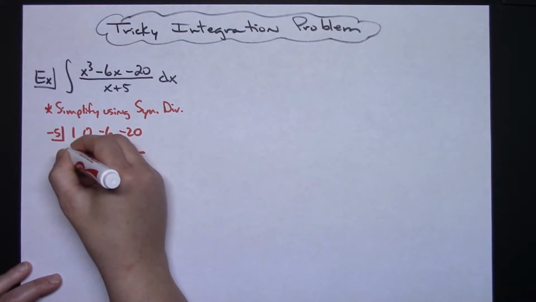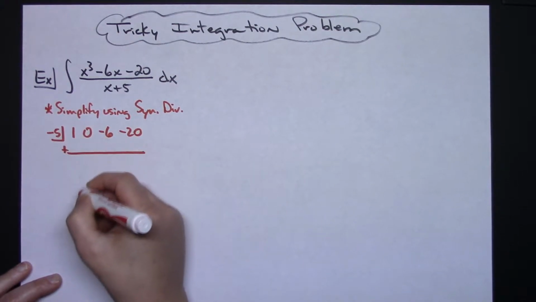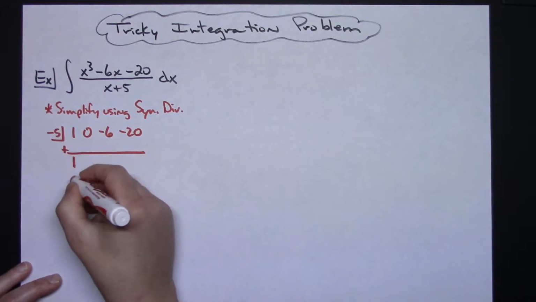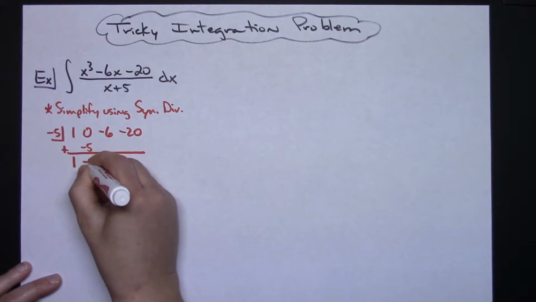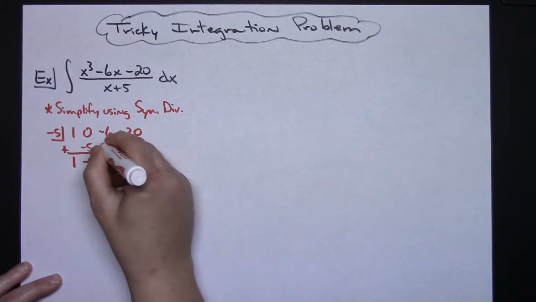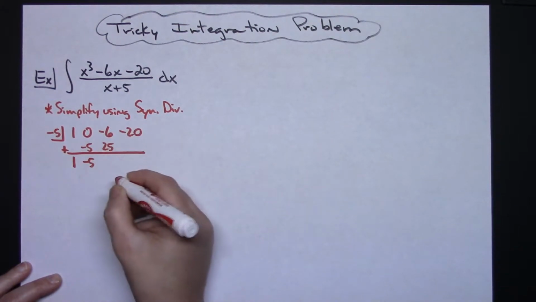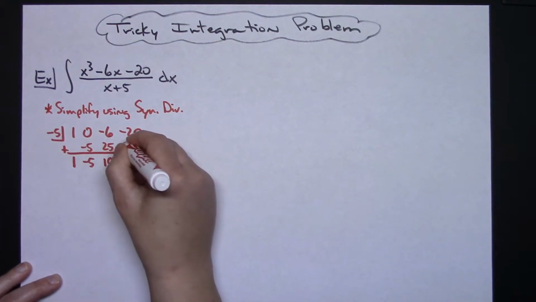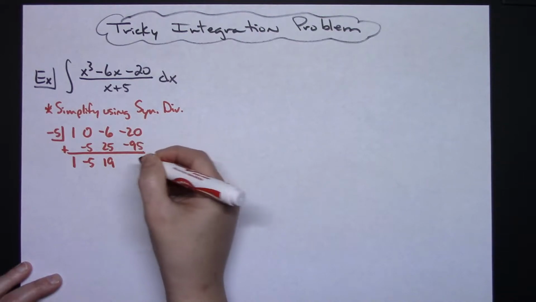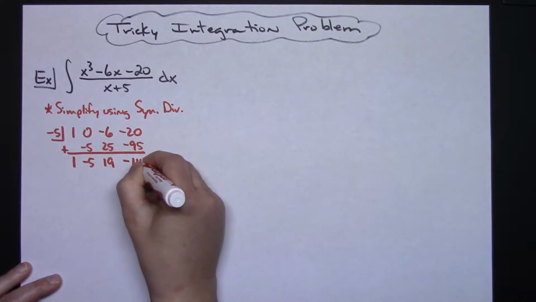Okay, refresher here to make sure that we all remember how to do synthetic division. The 1 comes down, 1 times negative 5 is going to give me a negative 5, add going down. Negative 5 times negative 5 gives me a 25, add going down, it's going to give me a 19. 19 times negative 5 will be negative 95, and then add going down, I get a negative 115.